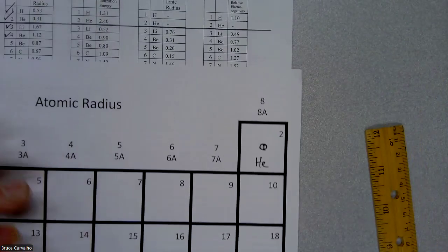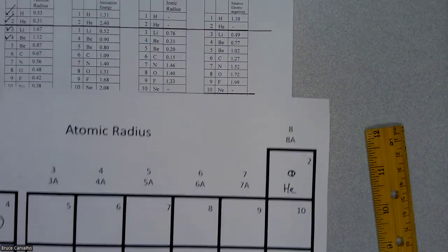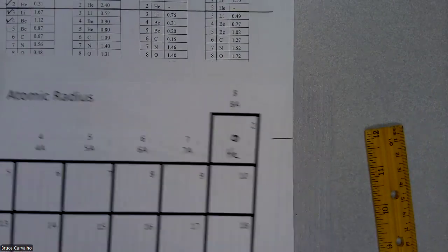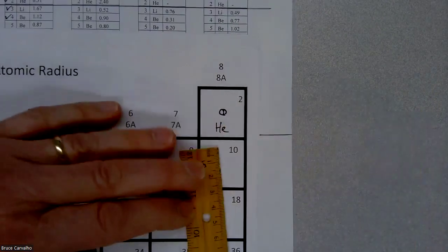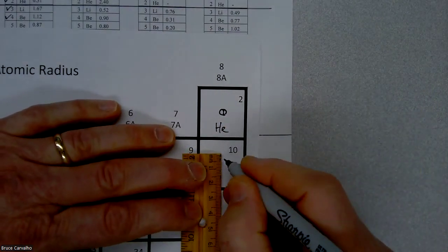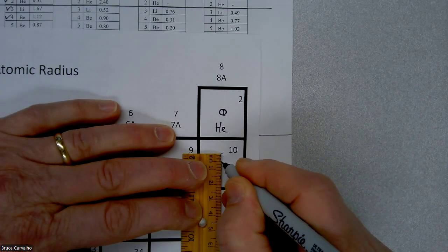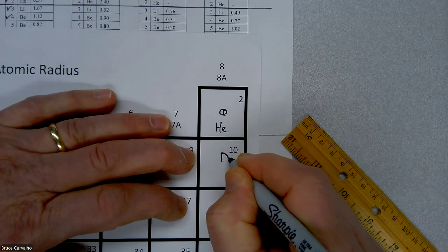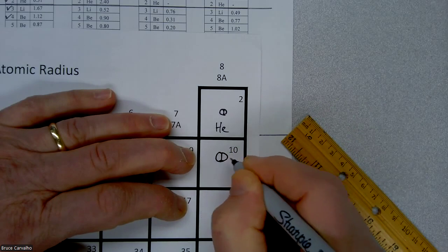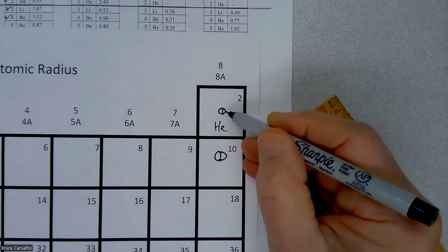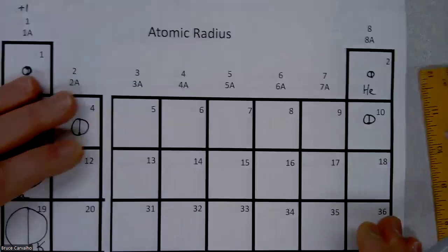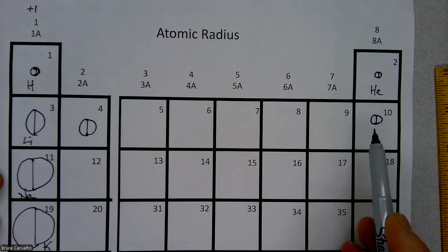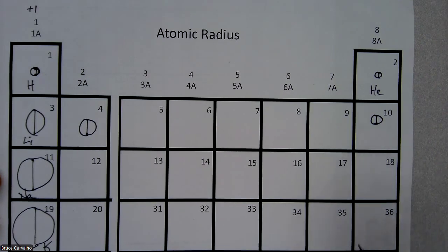All right, I'm going to do one more, and that'll be, what did I say? Neon, number 10. That's 0.38. So that's a little bit bigger than helium. So again, you should see that the elements are getting bigger from top to bottom, and they're getting smaller from left to right. There you go. All right, I hope that's helpful.